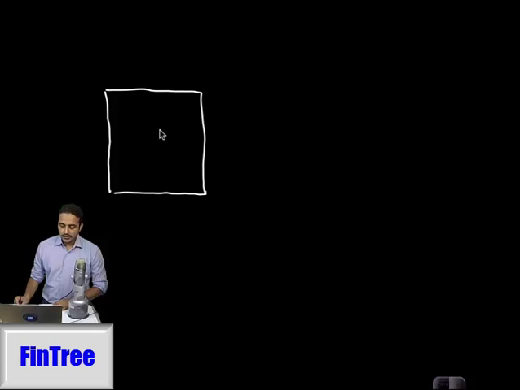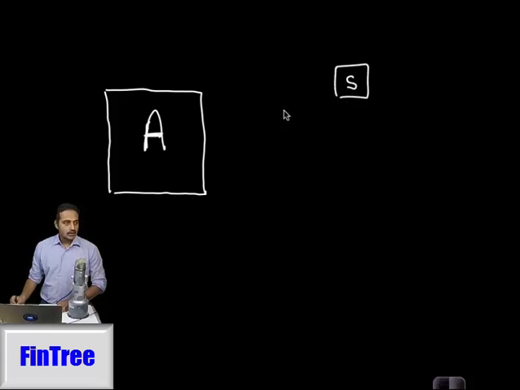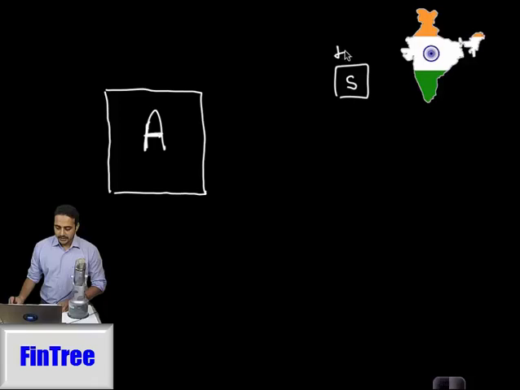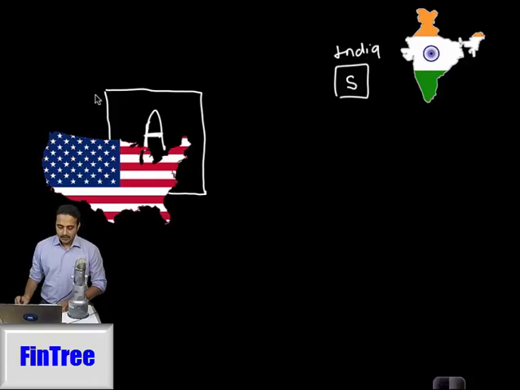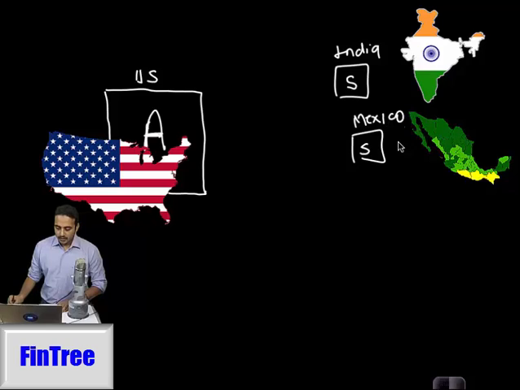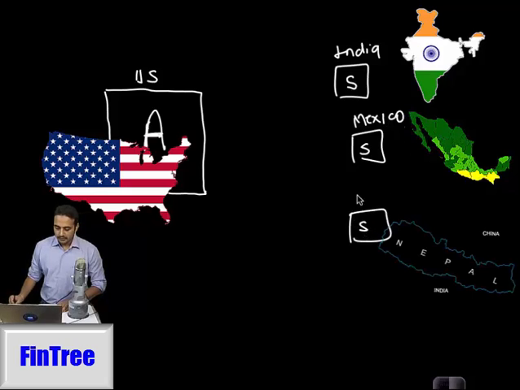Okay, so let's call this organization today as Organization A. And this Organization A has a lot of subsidiaries in different countries. So let us say it has got one subsidiary in India. So let's call this organization from US. It has got one subsidiary in Mexico, one subsidiary in, let us say, Nepal.